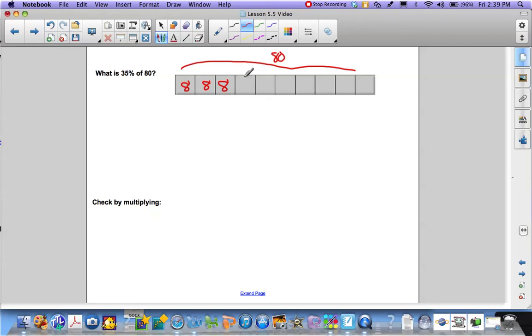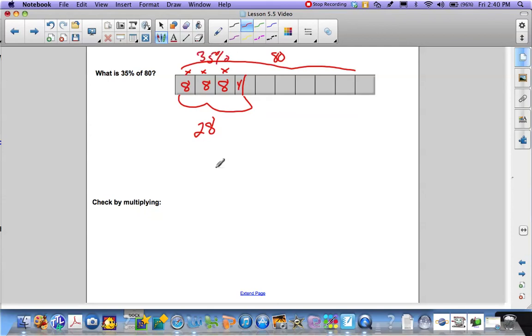Now this is where it gets a little tricky. Basically I'm looking for 35%. Here's 10%, 20%, 30%. So I'm going to look at half of this box. Half of it would be 4. So 8, 16, 24 plus 4 is 28. So 35% of 80 is 28.